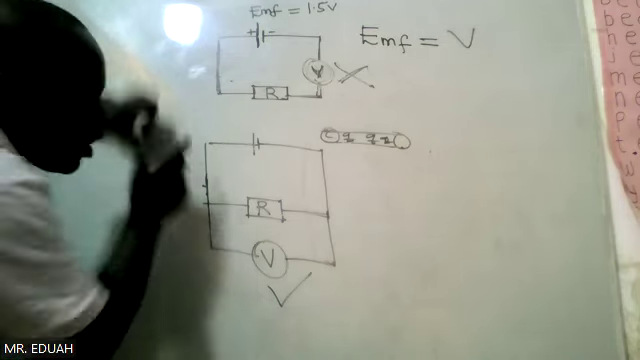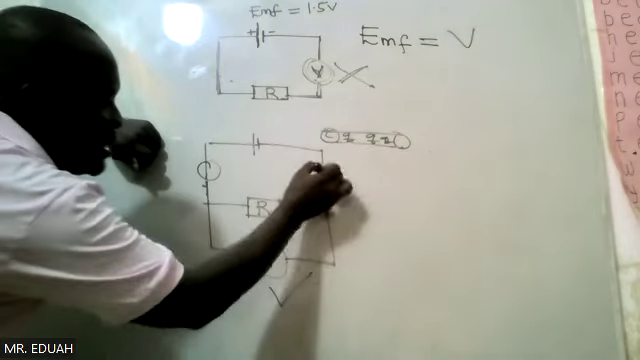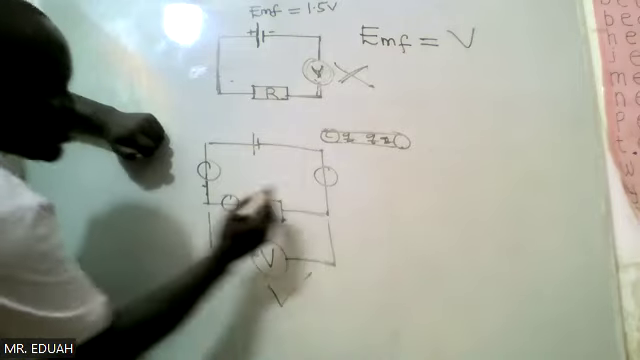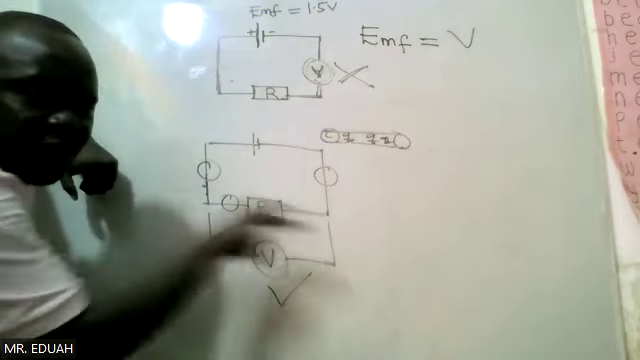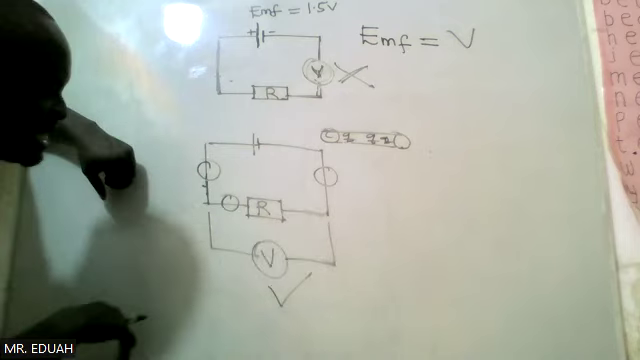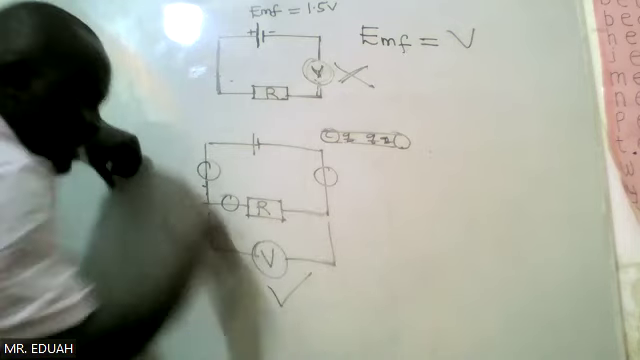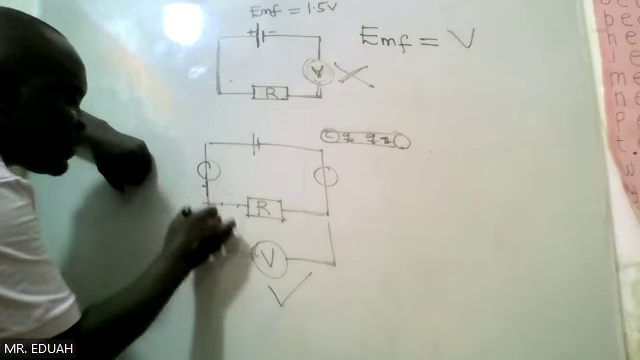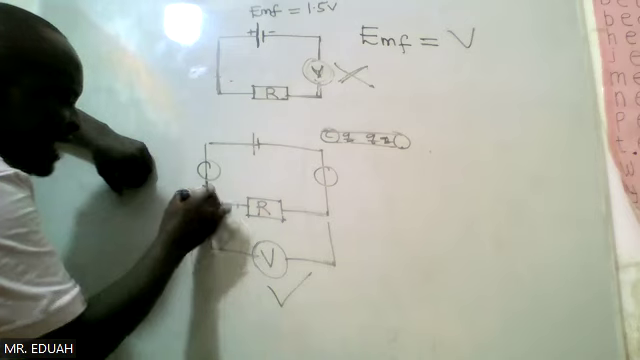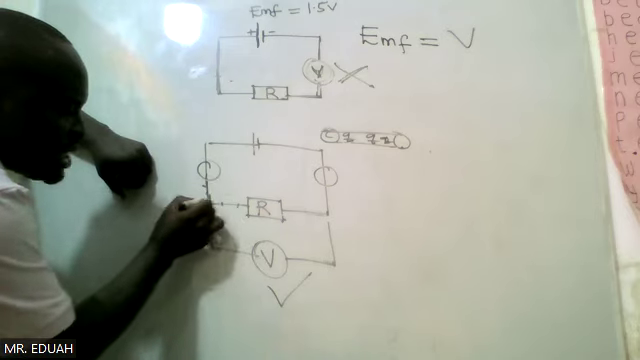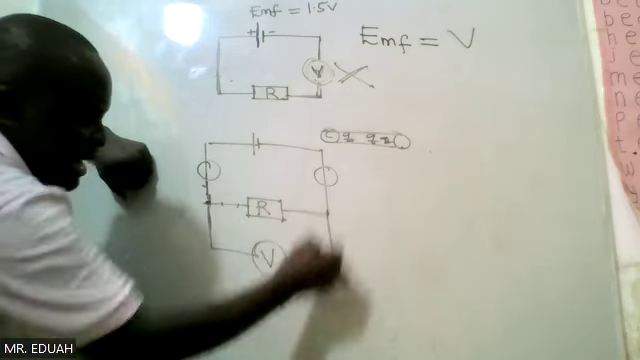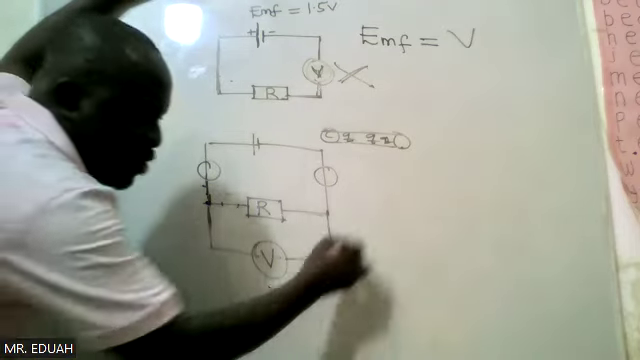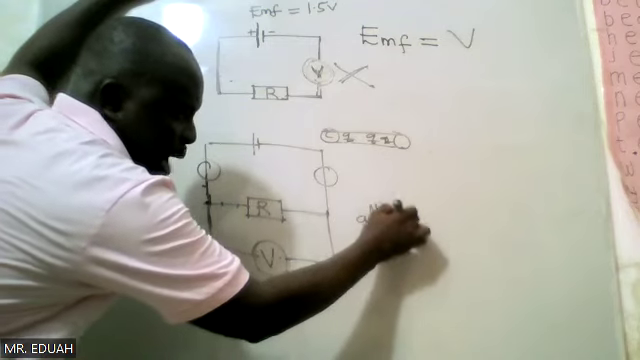Now, if you still want to measure the voltage or potential difference across the resistor, don't put the voltmeter here or anywhere here, because it will block the free flow of the charges within the circuit. So what you have to do is create an alternate path. Connect a wire to this point and then connect it to the voltmeter. When you do that, you are creating an alternate path.